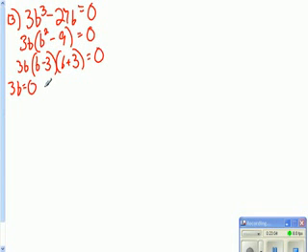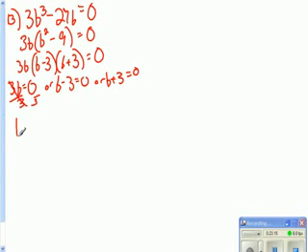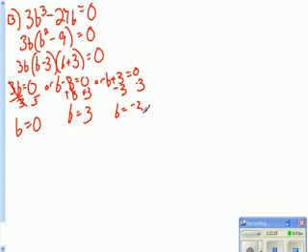So again, either 3b is 0, or b minus 3 is 0, or b plus 3 is 0. If I divide by 3 to get b by itself, b is 0. Add 3 to get b by itself, b is 3. Subtract 3 to get b by itself. All three of those are possible answers. Number 15.